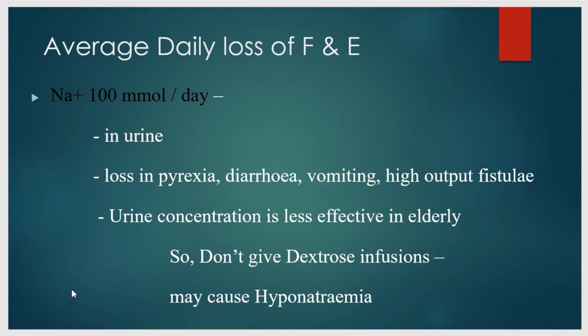And sodium, 100 millimole per day in urine, and this is lost in pyrexia, diarrhea, vomiting, and again high output fistula. In the elderly, urine concentration is less effective, not able to control properly in the elderly age group, so don't give dextrose infusions. If you are giving dextrose infusions, that is going to predispose the patient to hyponatremia, right? Reduced sodium in the blood, right? Due to overdilution, as dextrose is hypertonic initially.